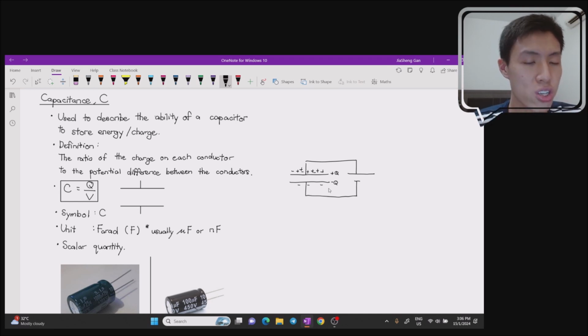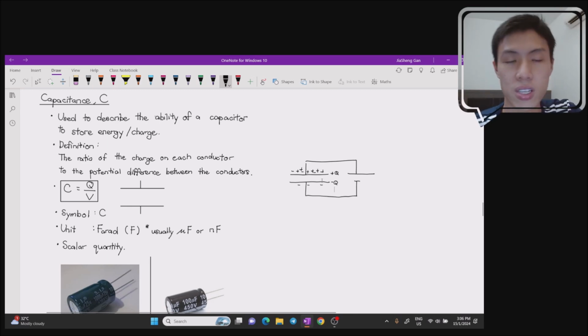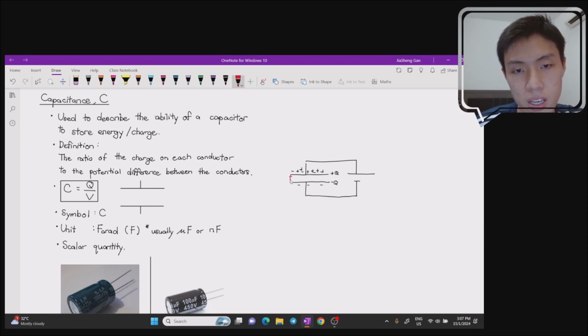When you shift charges from one plate to another, you create a positive plate and a negative plate. What we learned from electrostatics in chapter 1 is that if you have oppositely charged parallel plates, you create an electric field in between them. There's a uniform electric field formed between these two plates, and this uniform electric field means that there will be a potential difference between the two plates. This potential difference is represented by the symbol V.